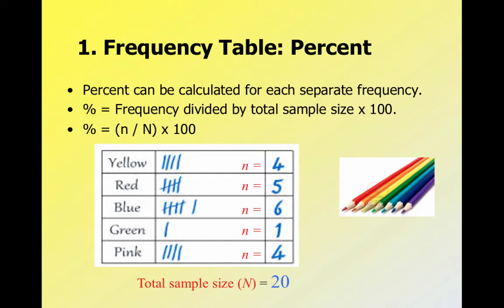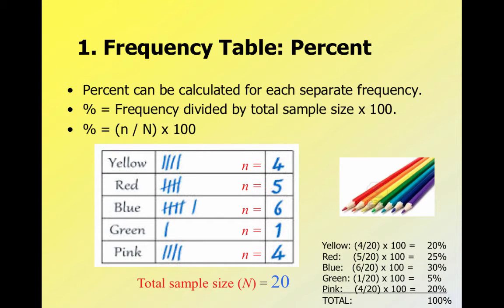Okay, great. Hopefully you gave yourself the chance to work through this and were able to calculate the percentages of each of these 5 colors. So here we go. Yellow, we had 4 people who said yellow was their favorite color out of a total of 20 people. Times that by 100 and we get 20%. Do the same for red, get 25%, 30% for blue, 5% for green, and 20% for pink. And if we add up all of these percentages, it should equal 100%, right? So we would have 100% of our entire sample who gave us their favorite color.